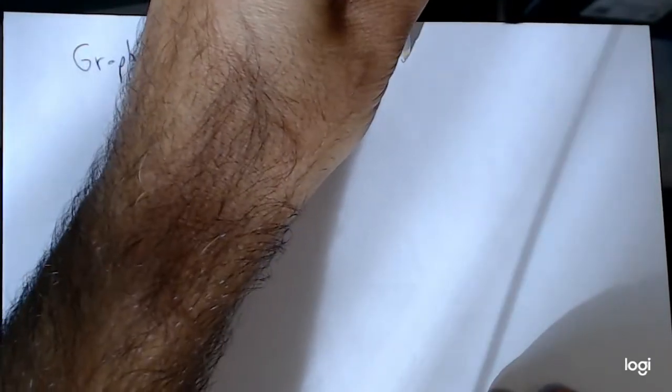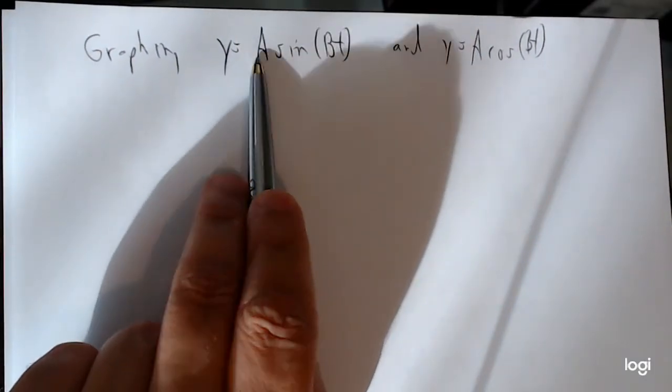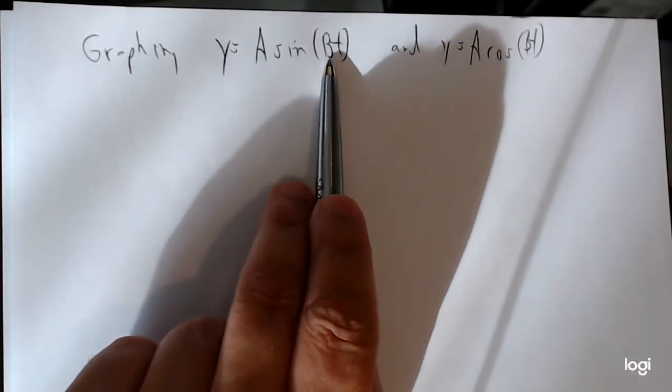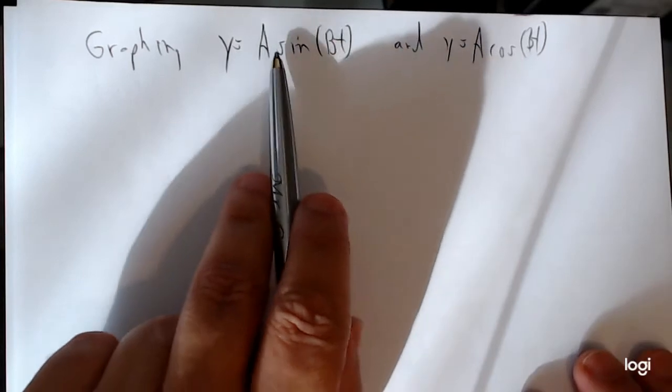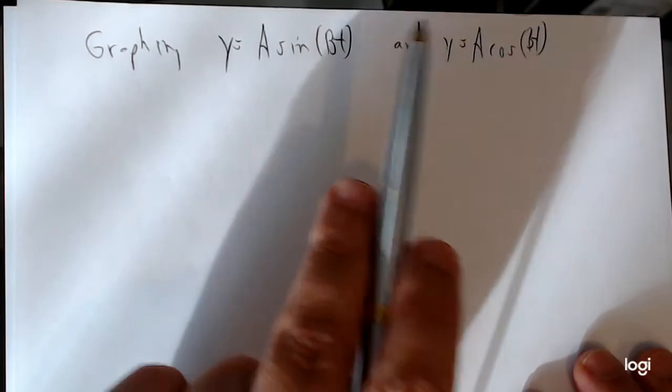So now what we're going to do is graph y equals a sine bt and y equals a cosine of bt. With the a's and b's, all it does is stretch this vertically or compress it, and then stretch it horizontally or compress it. So let's make a comment on what happens. But if we can just graph sine of t and cosine of t, the other stuff is pretty straightforward.